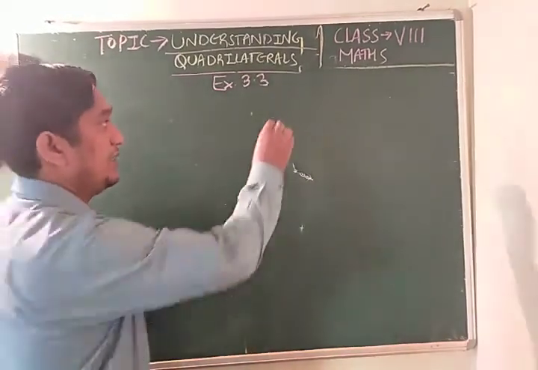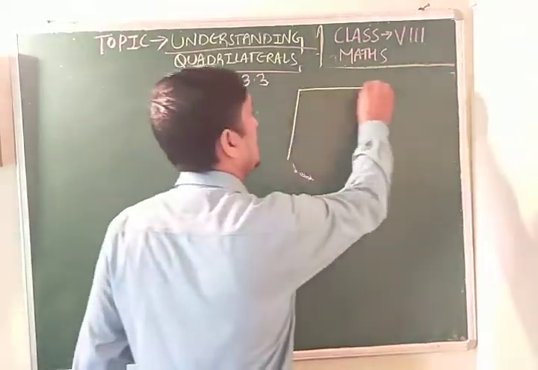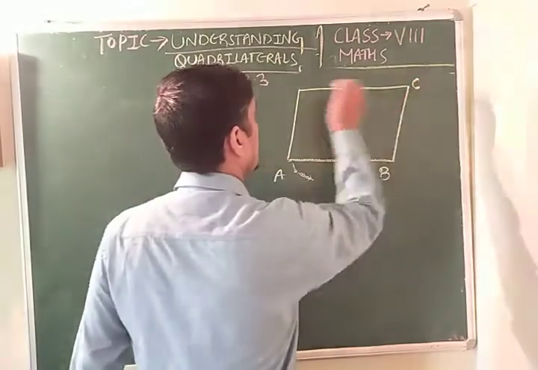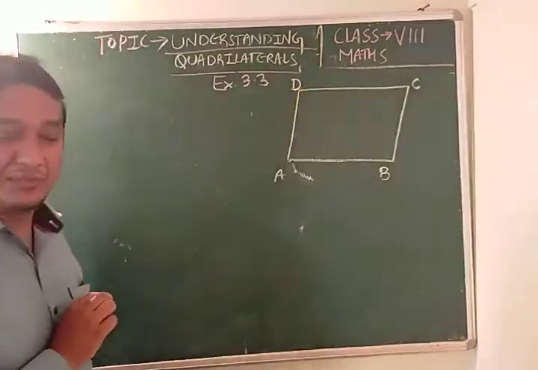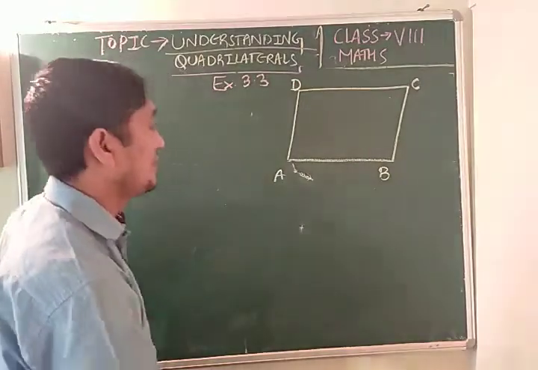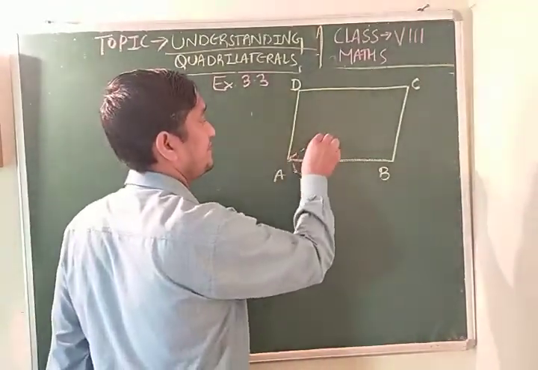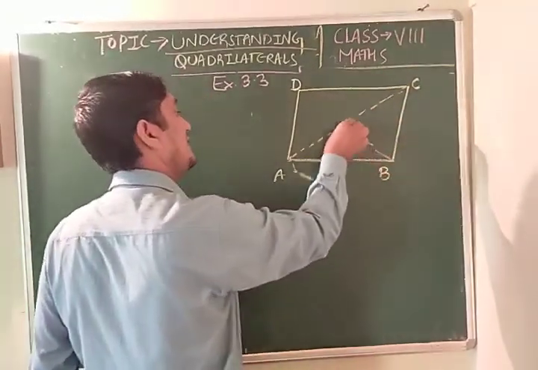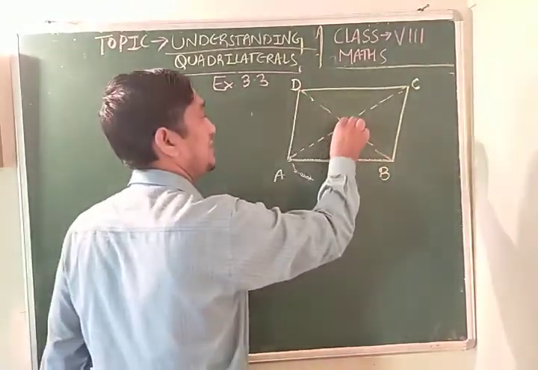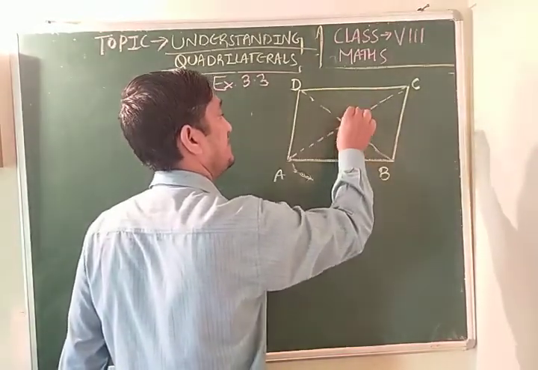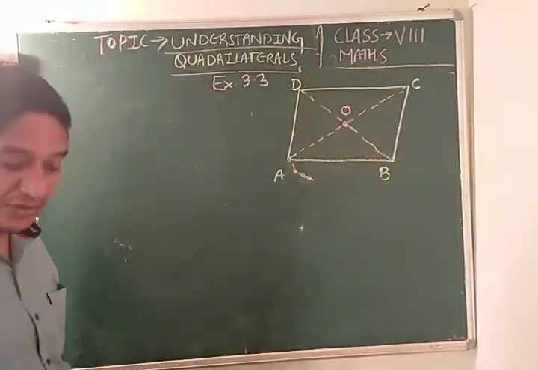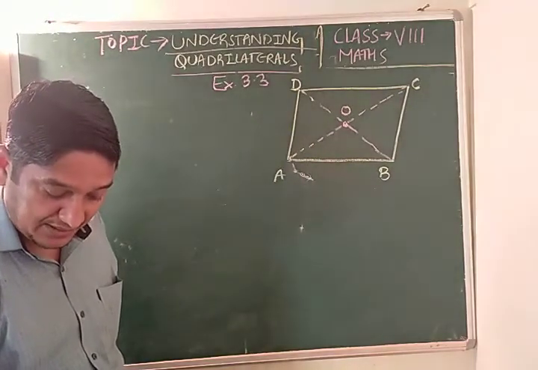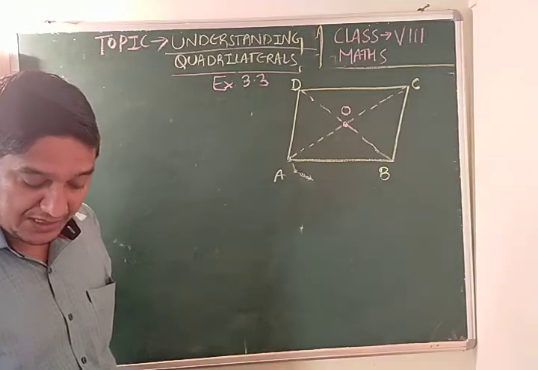Here we have a parallelogram A, B, C and D. This is a parallelogram that we have, and in this parallelogram we have the diagonals also. Diagonal AC and the diagonal BD. These two diagonals intersect at O. Now children, what we have to do? We have to complete each of the statements along with the definition or property used.